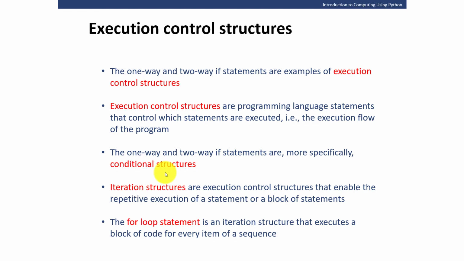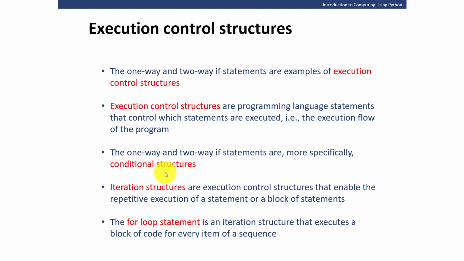The ones that we covered, the one-way if statement and the two-way if statement, are part of the execution control structures, and they are called execution control structures because they control the flow of the execution of the program. Another type of control structure is the iteration structure, and the iteration structure allows you to repetitively execute a block of code or a statement multiple times.